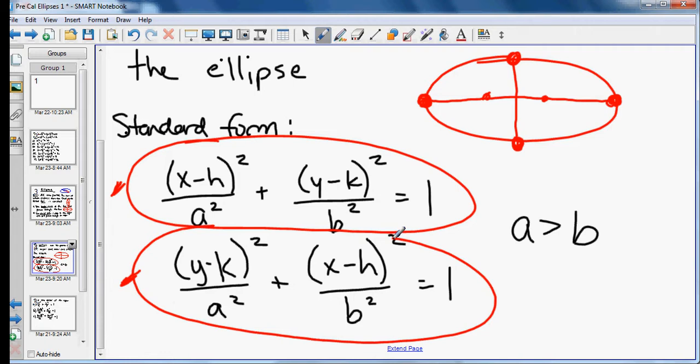So with ellipses, make sure you focus on which one has the bigger denominator. The bigger denominator we will call the a squared. The smaller denominator we will call the b squared.